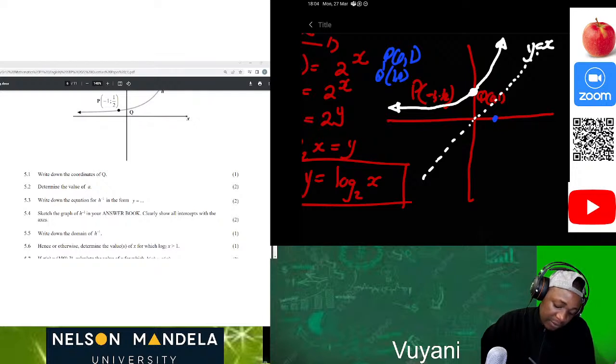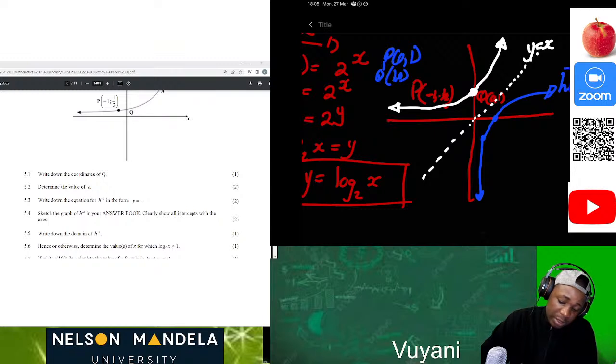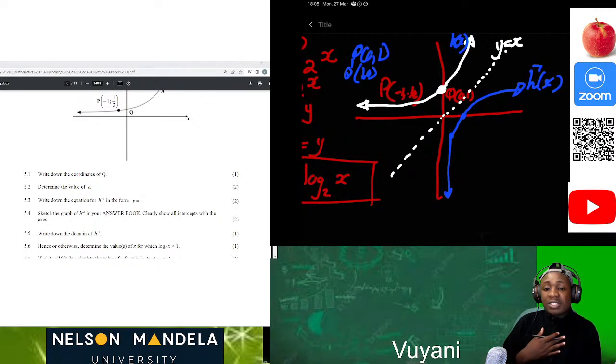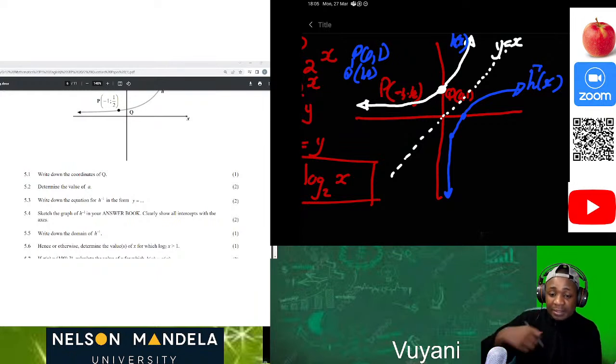Then this one was (-1, 1 over 2), so now it is (1 over 2, -1). Negative 1 is now on the y and 1 over 2 is on the x. So it's a point which is somewhere here. Then we can plot our graph. So this is the graph of h inverse of x, and this is h of x. So these are our functions. We plotted them with love.